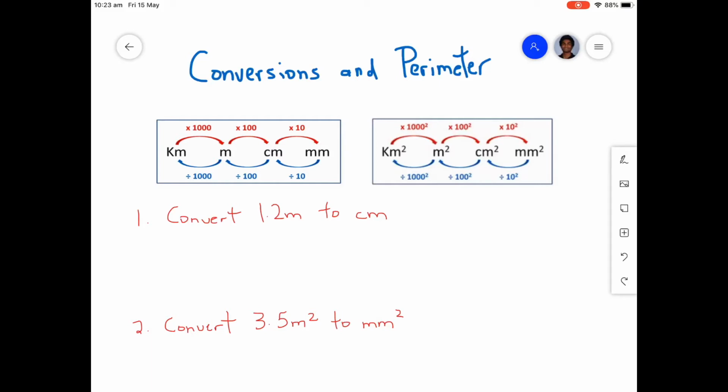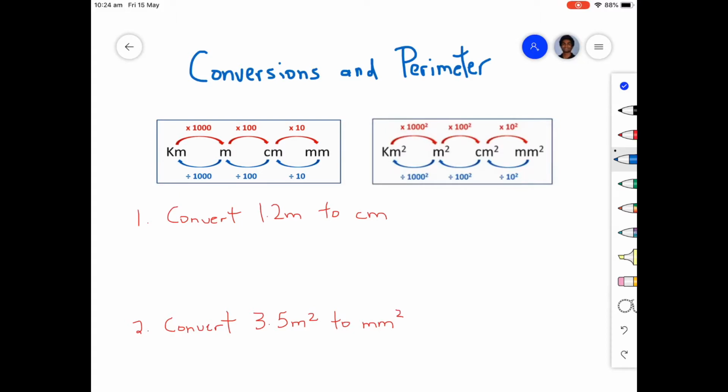Hi Grade 8s, these are the evidence of learning solutions for week 3, lesson 2, conversions and perimeter. Now when we try and convert between units, the two most important flowcharts we'll be using are these two here. On the left we have a flowchart for converting between distances, and on the right we have a flowchart for converting between areas.